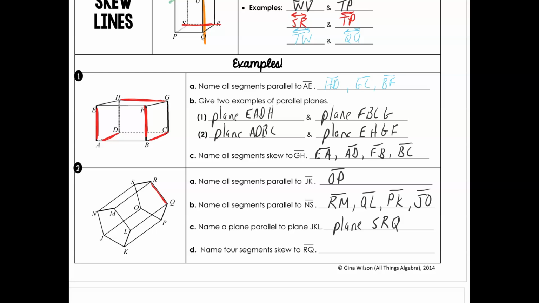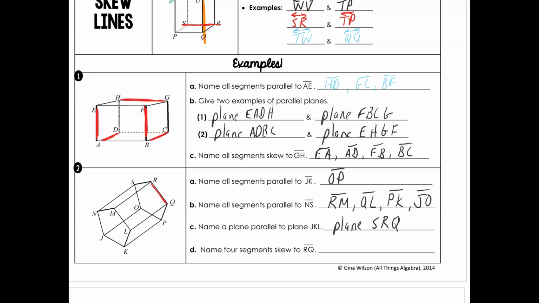Okay, so I think the easiest way to find these is to find anything that's touching either Q or R, because it will not be skew to it. It'll be intersecting. So we're going to rule out everything that's touching those 2 points, and then anything that's parallel. There's only one segment that's parallel, and that's ML right here.